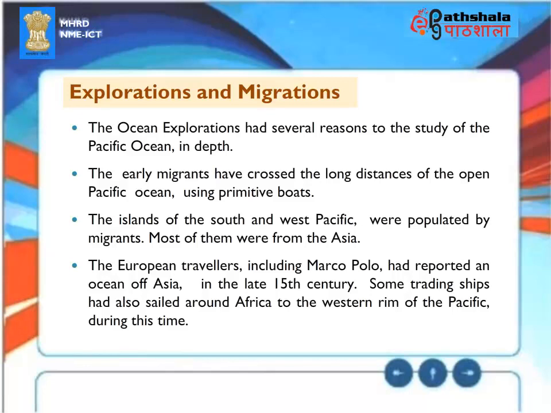Explorations and migrations. The ocean explorations had several reasons to the study of the Pacific Ocean in depth. The early migrants crossed the long distances of the open Pacific Ocean using primitive boats. The islands of the South and West Pacific were populated by migrants. Most of them were from Asia. The European travelers, including Marco Polo, had reported an ocean off Asia in the late 15th century. Some trading ships had also sailed around Africa to the western rim of the Pacific during this time.